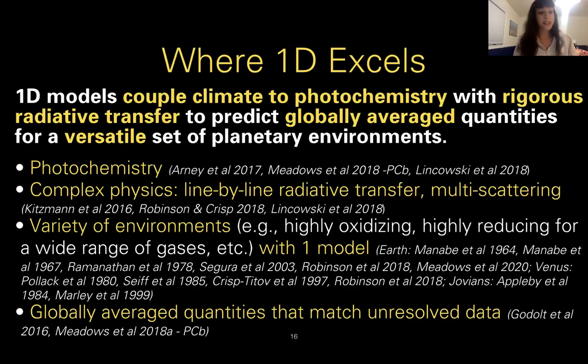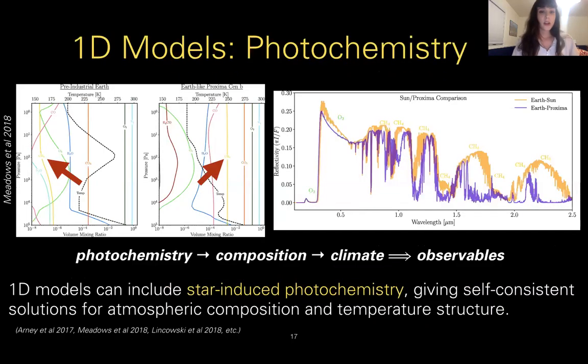So 1D models can couple climate to photochemistry with rigorous radiative transfer physics, including line-by-line calculations and multi-scattering to predict globally average quantities for a versatile set of planetary environments. Over the next few slides, I'll elaborate on these strengths and what 1D models bring to the table for our observations.